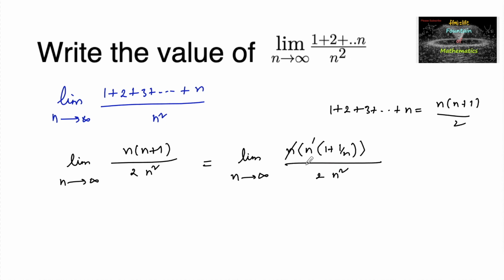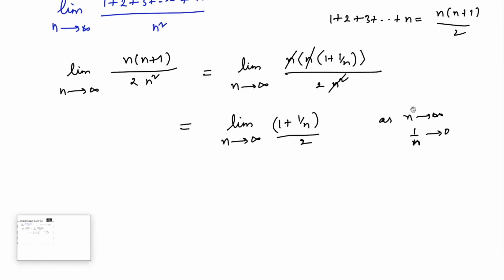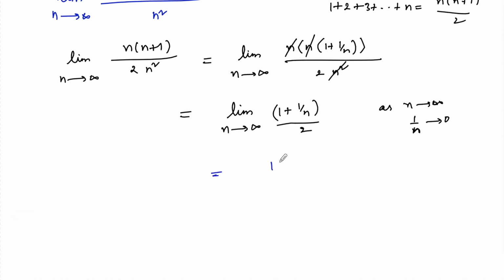So we can cancel here n and n square. So we have limit n tends to infinity (1 plus 1 upon n) divided by 2. So as n tends to infinity, 1 upon n tends to 0. So we can give the answer here (1 plus 0) upon 2, that is 1 upon 2. So 1 upon 2 is the answer for the given limit.